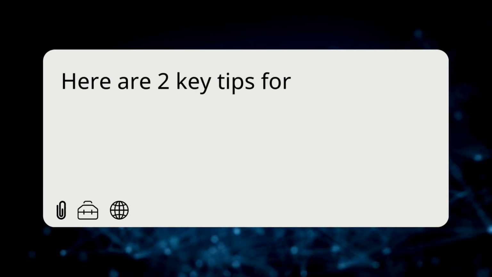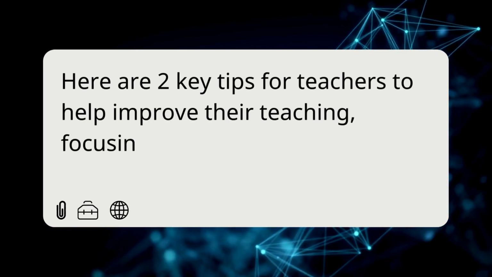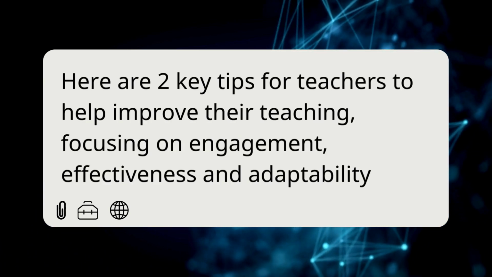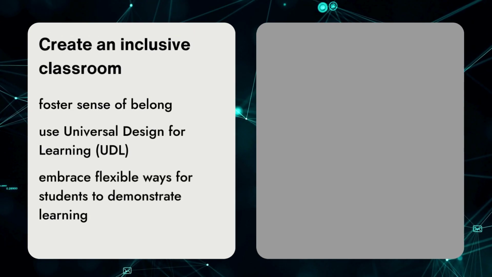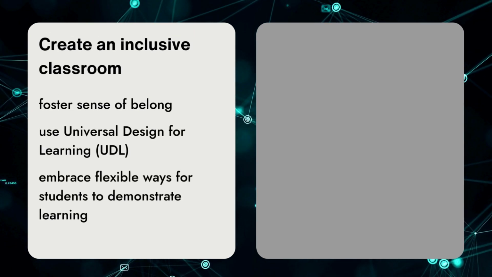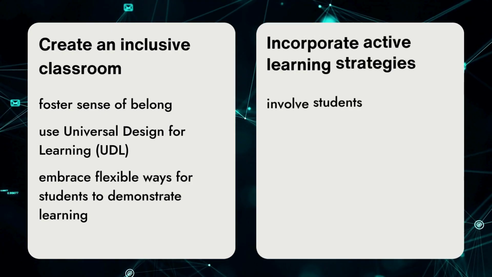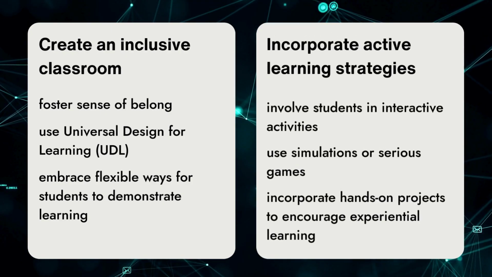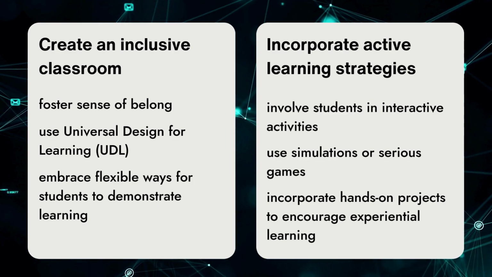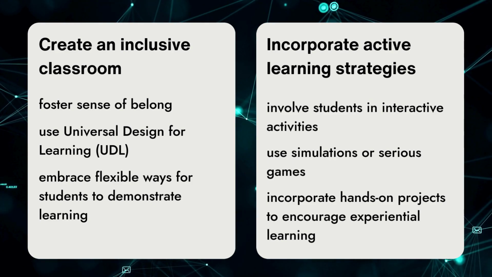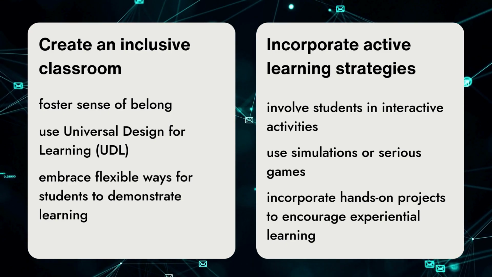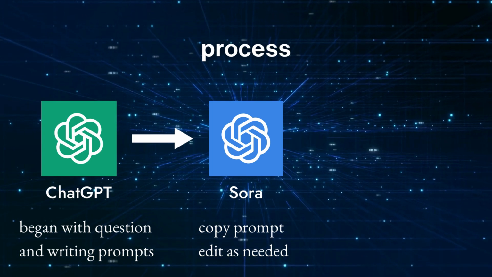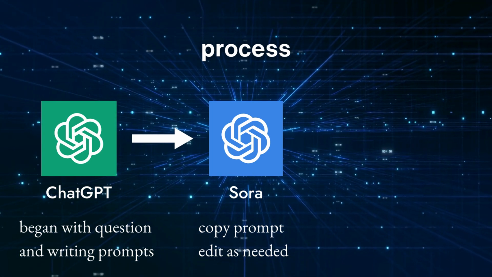Here are the 2 key tips for teachers to help improve their teaching, focusing on engagement, effectiveness, and adaptability. First, create an inclusive classroom environment, and there are some subpoints like fostering a sense of belonging. Second, incorporate active learning strategies. So a quick note, these are just headings, and there were actually more lengthy explanations that I received from ChatGPT. So once I had these 2 tips, I accessed Sora that has a similar interface.